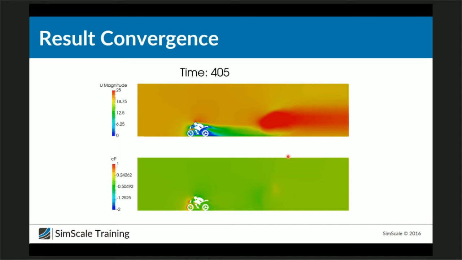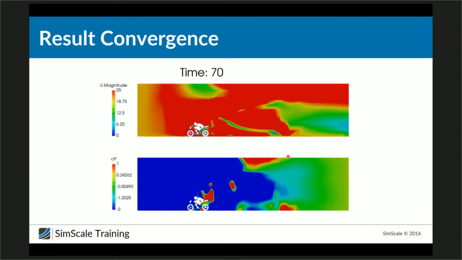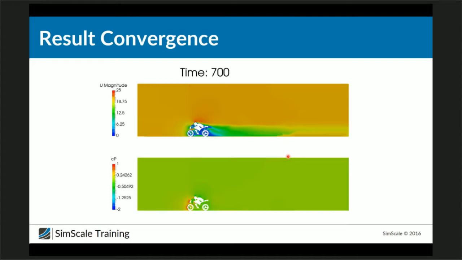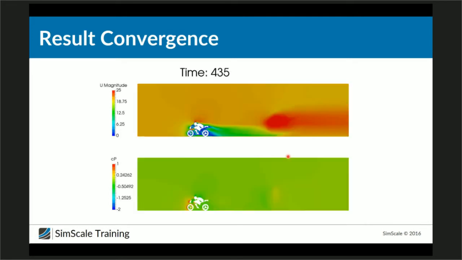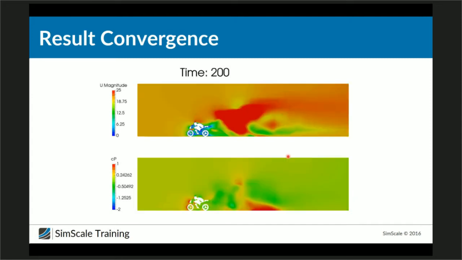And what you can see is that, just wait until we start again from 0. At the beginning, the field is completely unphysical. The results are really bad. And after some time, you can see how the right solution is developing and how it's converging the whole field towards the right physical solution.